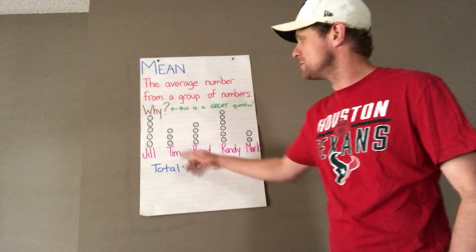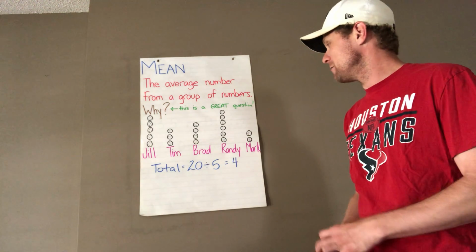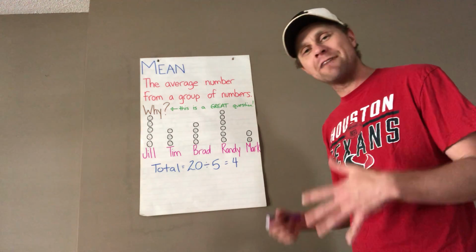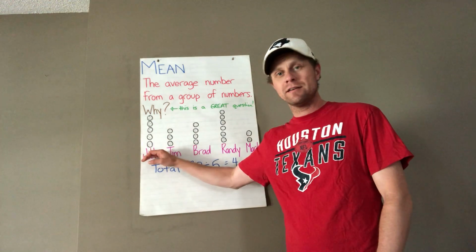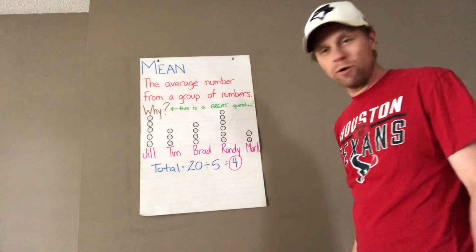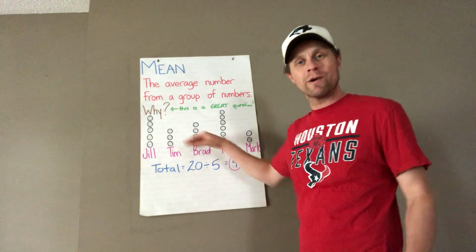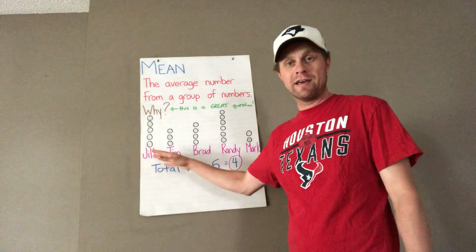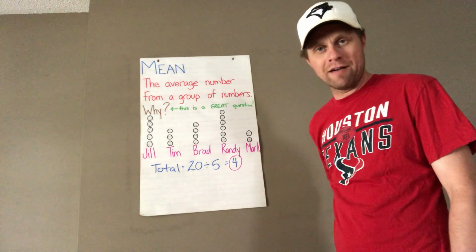If I didn't choose to give Jill 5, or Tim 3, or Brad 4, or Randy 6, or Mark 2, how many are you on average likely to get? Well, if we distributed them evenly, each person would get 4. So our average is 4. You take the total number of cookies, or whatever it is that's in your data, and divide it by the number of numbers that are in your data. Divide it, and that gives you your average.